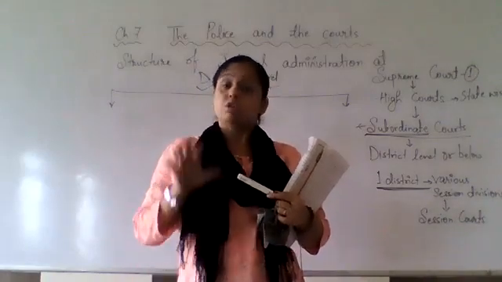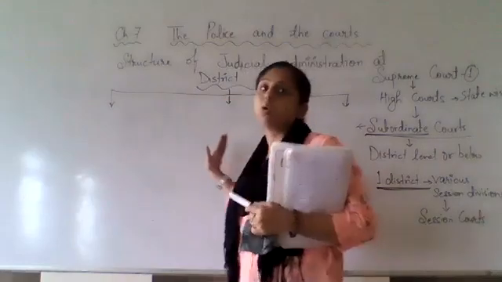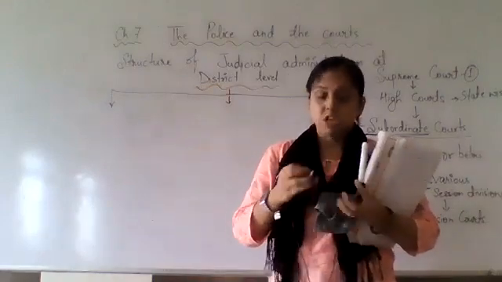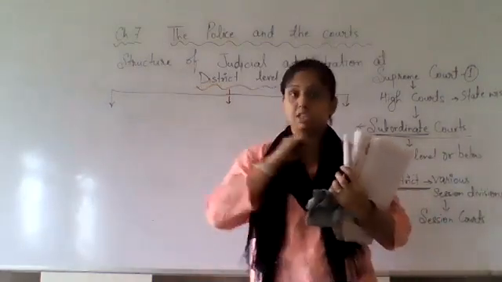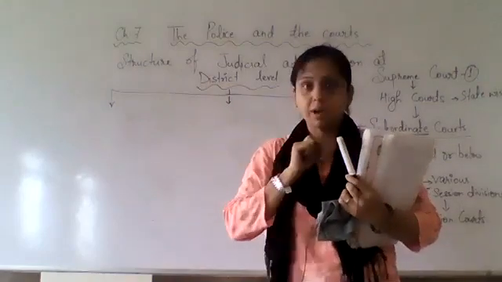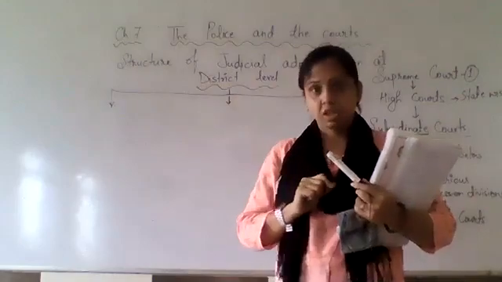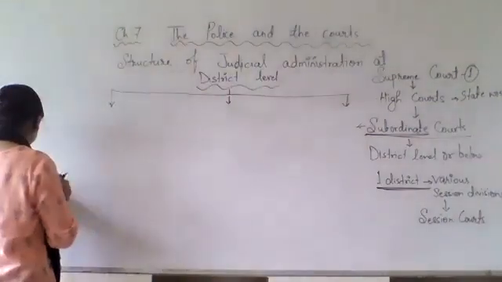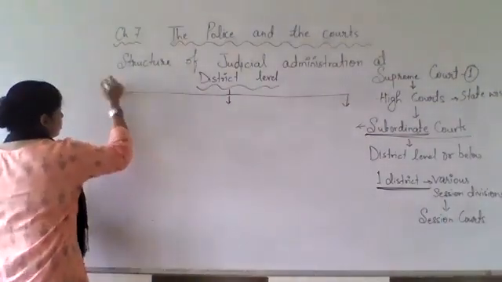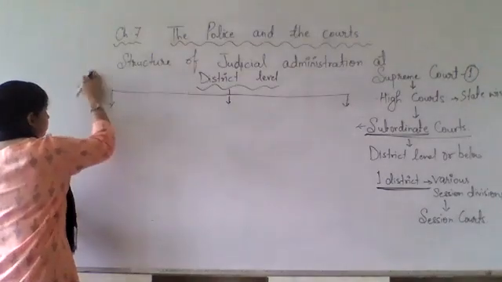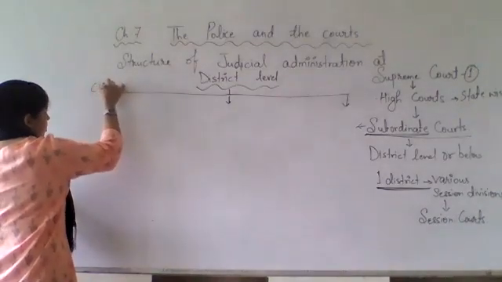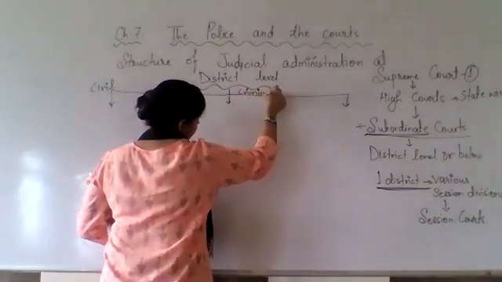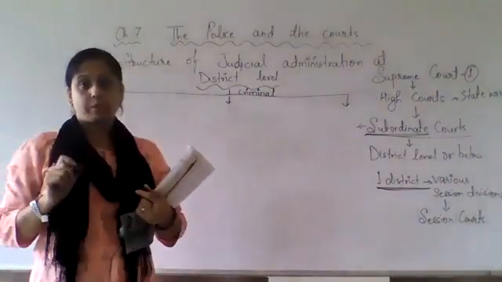Understood till here? So our district code is divided as per these legal branches which we have. So we have civil branch and criminal branch. Okay, two branches are there.